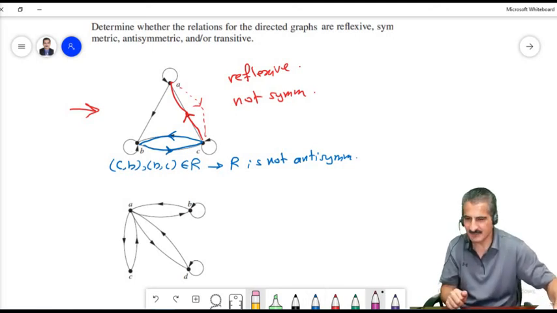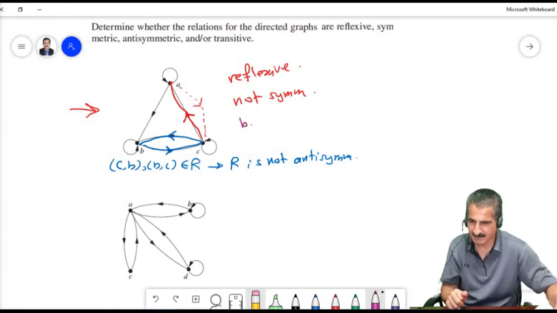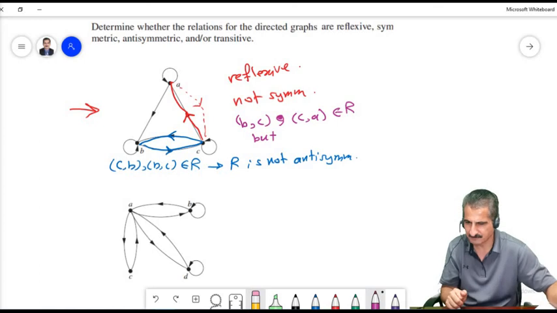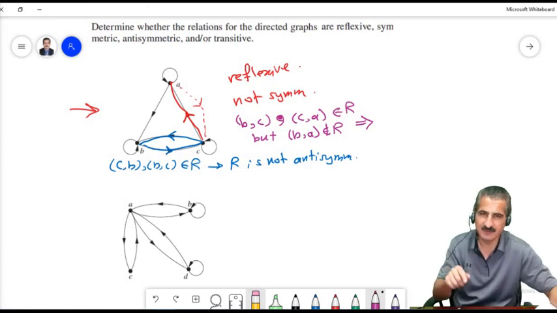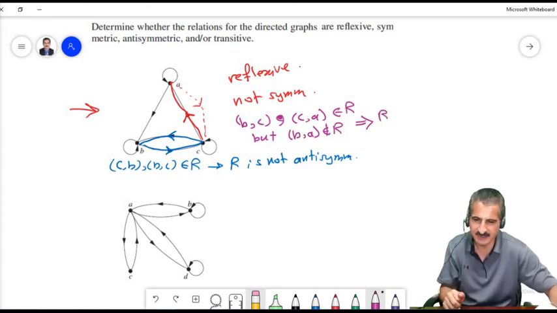Not reflexive, why? B is related to C, C is related to A, but B is not related to A because there is no arrow going from B and landing at A, so R is not transitive.